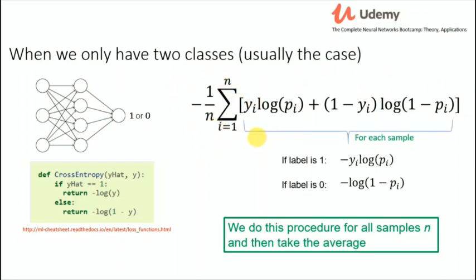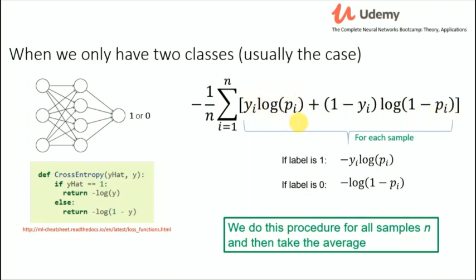So basically for each sample, we're either going to take this term or this term right here. Let's say that the label is 1. So if the label is 1, then yi here is the actual label and it equals 1. So you'll have the logarithm of your probability. Now this term cancels out because yi is the actual label and it's 1, so 1 minus 1 is just 0. So you'll only end up with the logarithm of your probability.